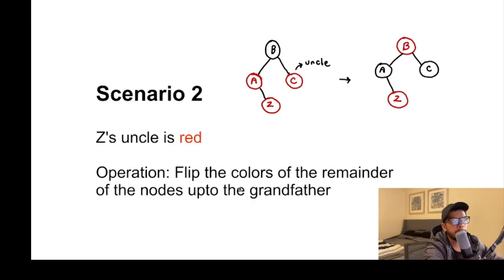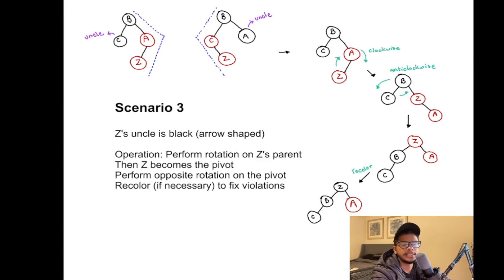The second scenario is that when we try to insert this element Z, we see that the uncle node of Z, in this case C over here, is colored red. That means that we're in scenario 2. The operation that we're going to perform in this case is to flip the colors of all the remaining nodes. We're going to do that till the grandfather node. Let's look at the third scenario.